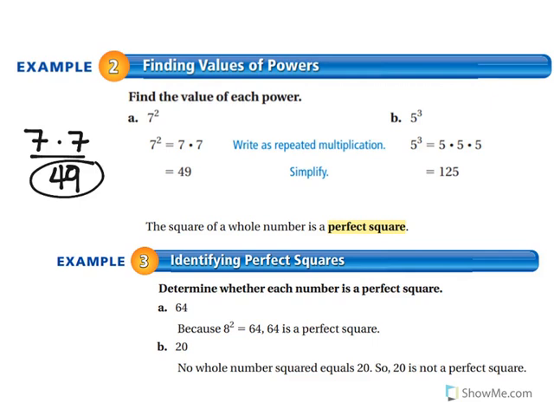Now, for part B, we have 5 to the third power, so we're going to write 5 down 3 times. We're going to multiply. So we have 5 times 5 is 25, and 25 times 5 is 125.